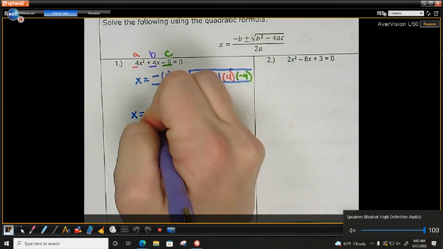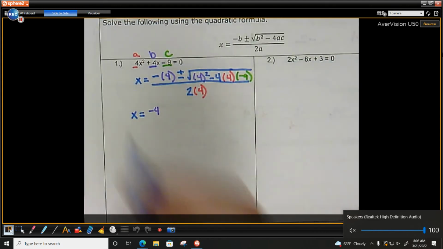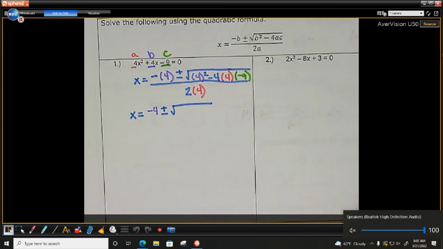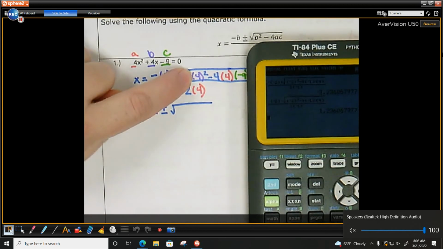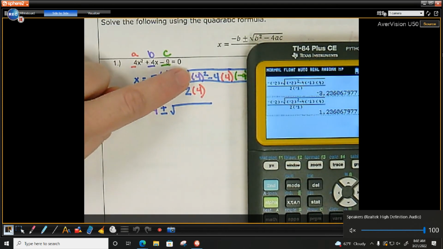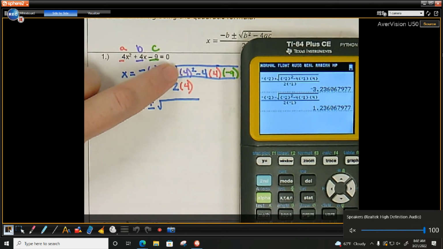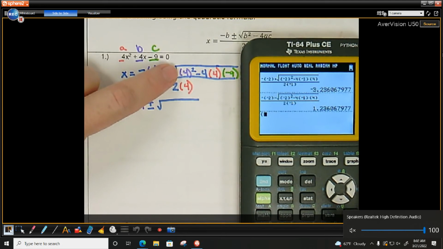Plus or minus the square root. I'm going to type the part under the radical, though, in the calculator. What's that called, the part under the radical? Starts with the D, the discriminant. Parentheses 4 squared minus 4 parentheses 4 parentheses negative 9.